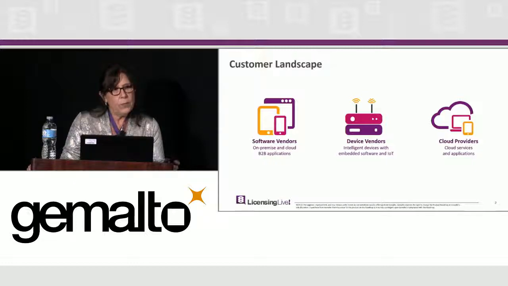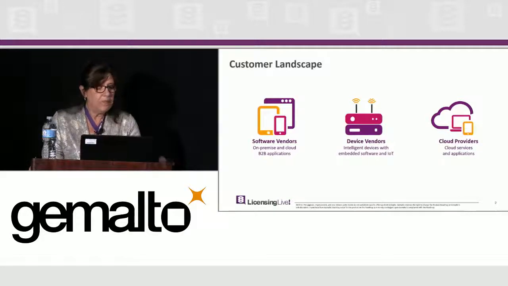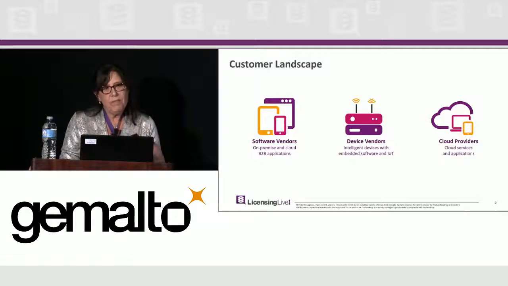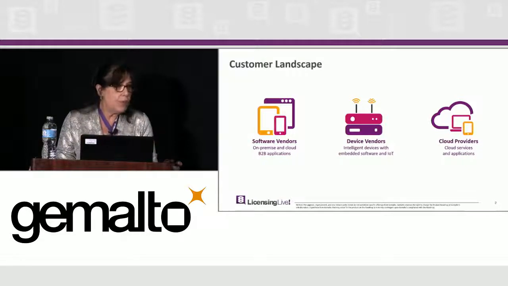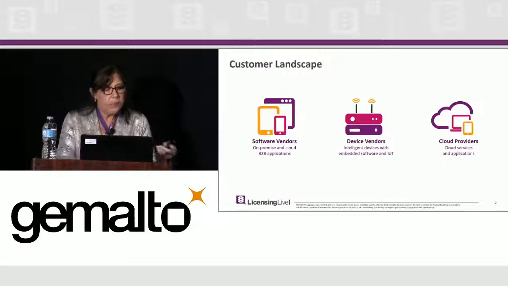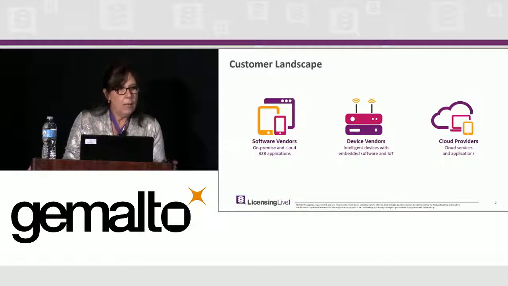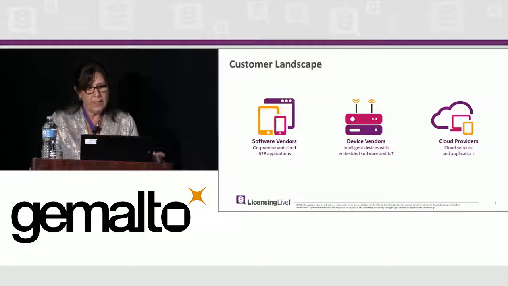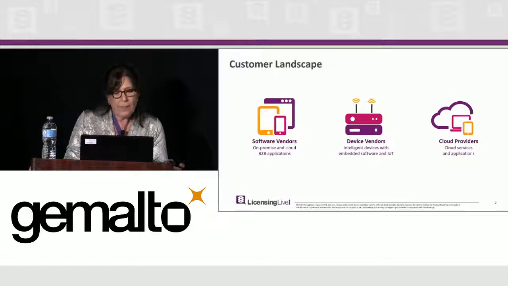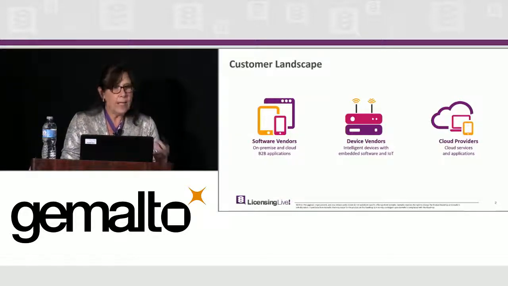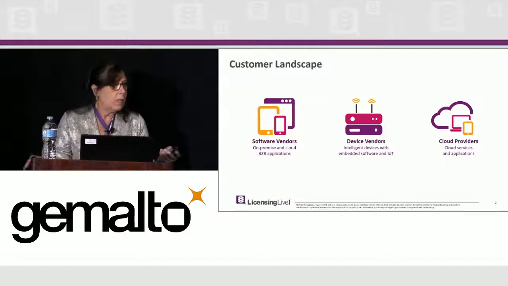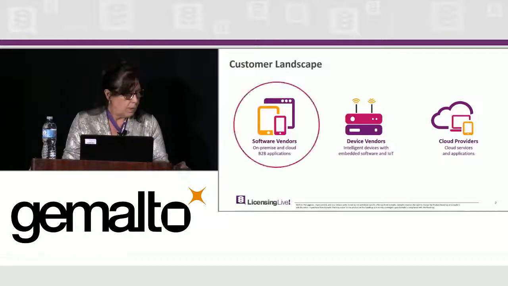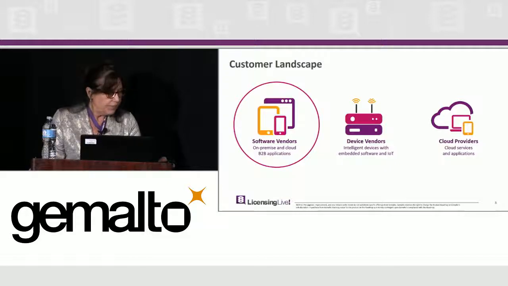Now we need to look further to understand our strategy. We need to look at how the market is evolving, because this very much affects our strategy. And we need to look at this market evolution from the landscape perspective, meaning at software vendors and device vendors, because their evolution, their challenges, and their needs are completely different. So I'll start with software vendors.